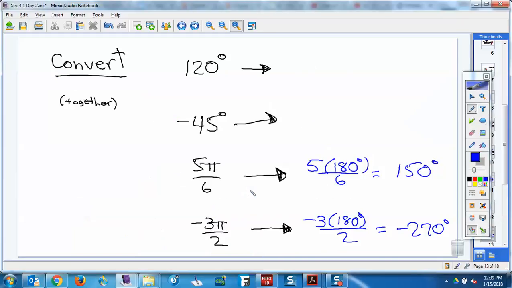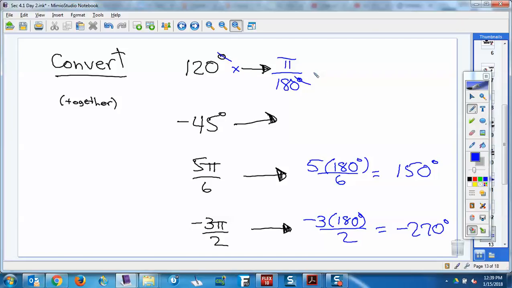So for me, when I see a pi, I'm going to substitute a 180. That's all I do. And when I see degrees, I'm going to multiply by pi over 180. If you just remember pi over 180, the degrees will cancel.